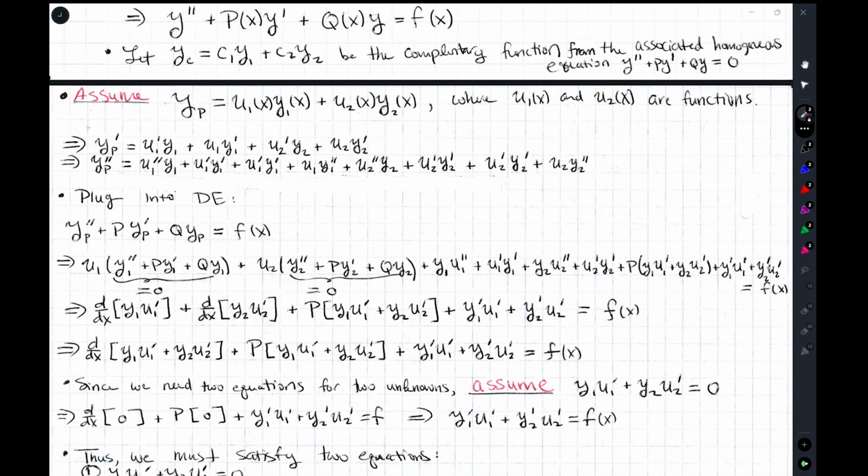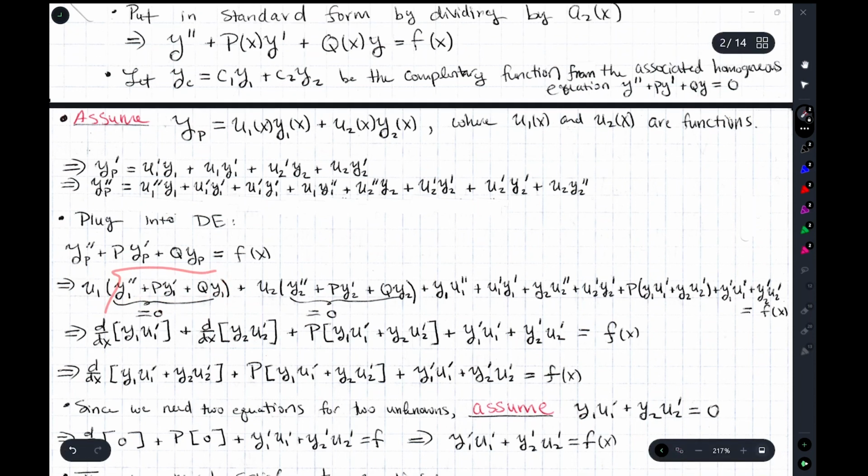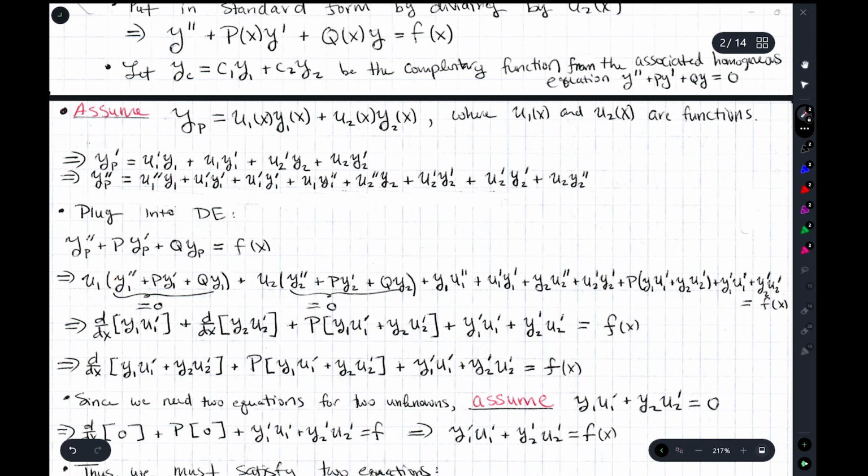But if you follow through the algebra, you'll get a term like this, which we know is 0. Why do we know it's 0? Well, because y1 solves the associated homogeneous equation. y2 does as well. That's part of our assumption. So that's 0. And of course, all of this is equal to f of x, the right-hand side.